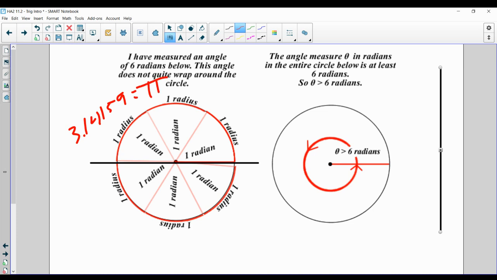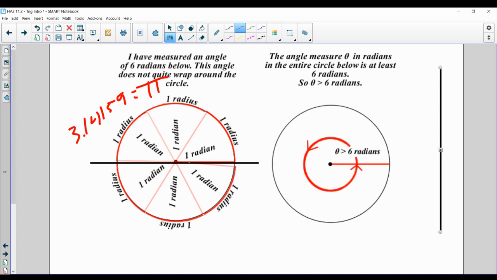Okay, it actually takes pi radians to get halfway around the circle. And it takes 2 pi radians to get all the way around the circle. And if you do 2 pi, that's approximately 6.28. So that's where that comes from. That's what a radian is.